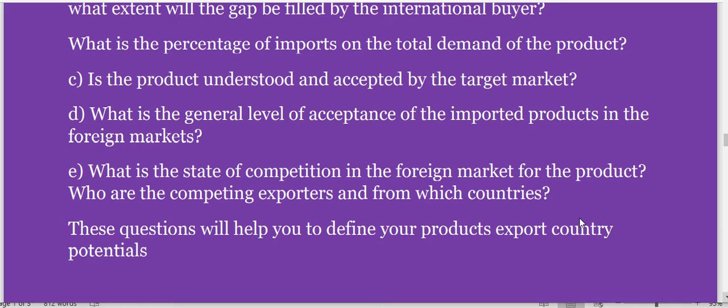What is the general level of acceptance of imported product in the foreign market that you've chosen? What is the state of competition in the foreign market you've chosen for your product? Who are the competing exporters and from which countries? Now, when we get to the product niche, we will show you how you're going to find your competitors and then how you can deal with that.